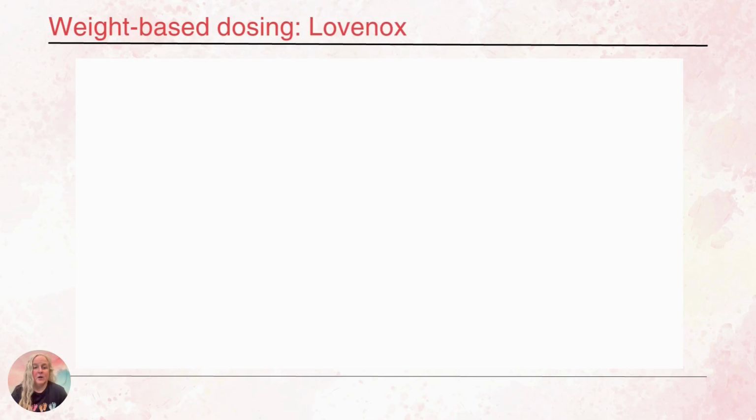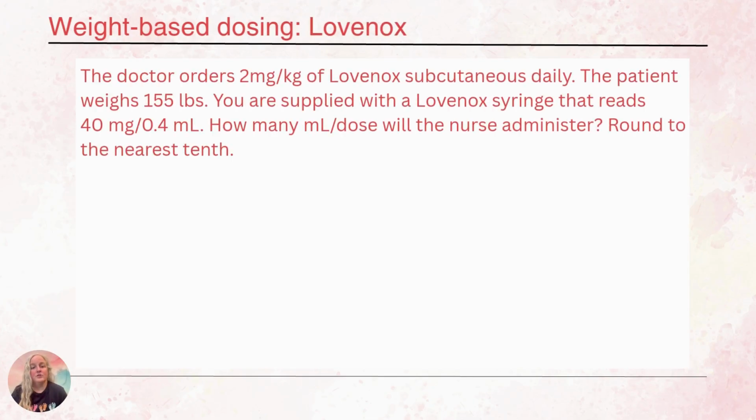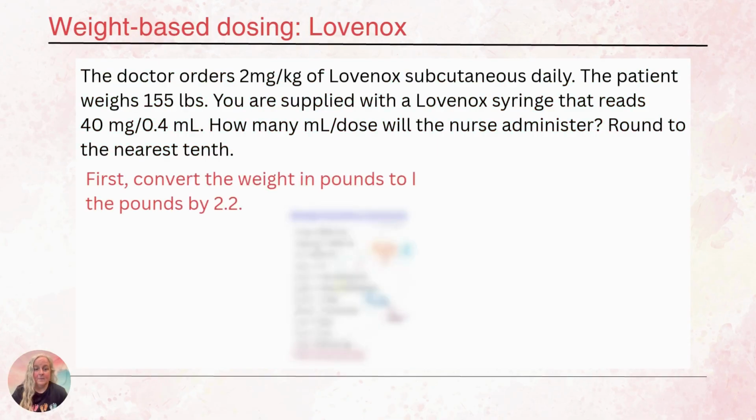Let's do another one with Lovenox. The doctor orders 2 milligrams per kilogram of Lovenox subcutaneous daily. The patient weighs 155 pounds. You are supplied with a Lovenox syringe that reads 40 milligrams in 0.4 milliliters. How many milliliters per dose will the nurse administer? Round to the nearest tenth.